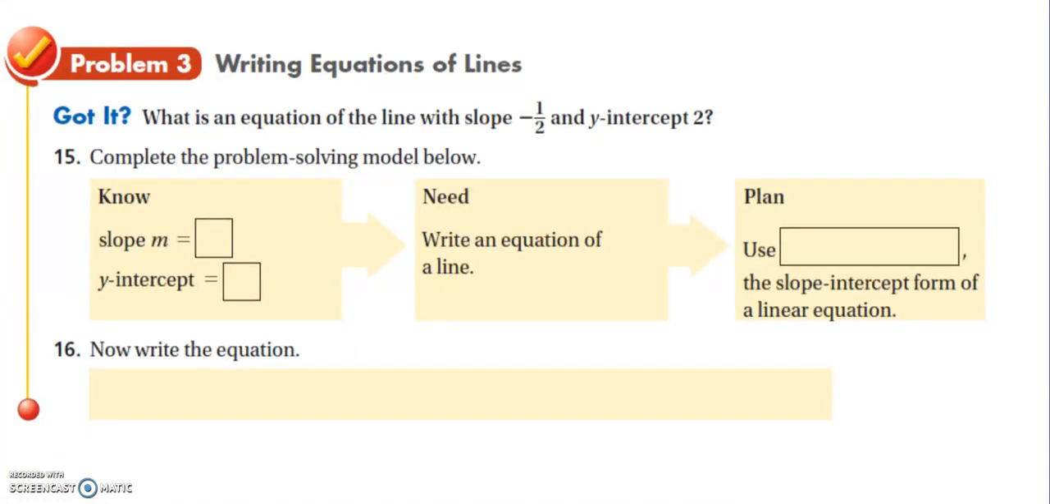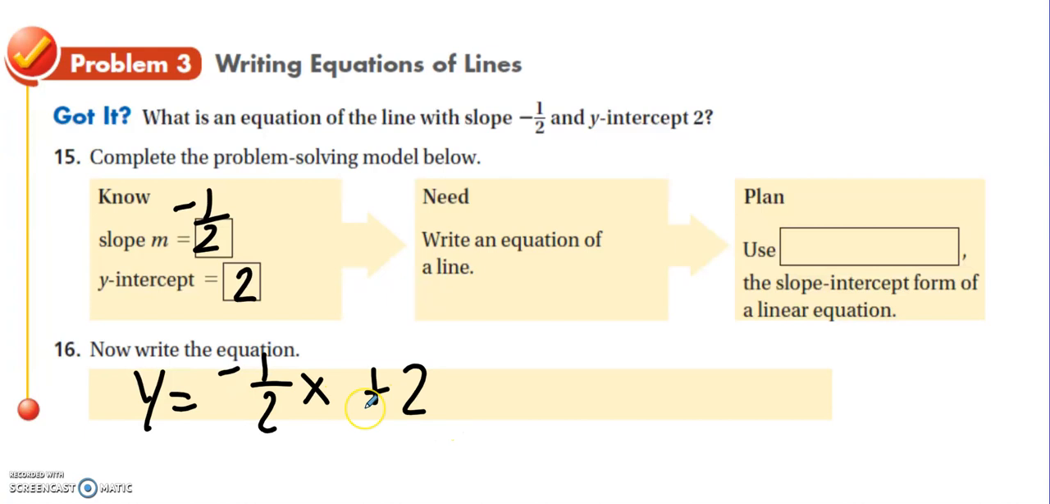Okay, writing the equations of lines. Write an equation of a line with a slope of negative 1/2 and a y-intercept of 2. Slope is negative 1/2. Y-intercept is 2. Write an equation of the line. Use slope-intercept form of the equation. We write our equation, y equals negative 1/2 x plus 2, and that is our equation. Simple, because it's y equals mx plus b. I'm assuming that's what they want in that box. And we just plug in what we've been given.